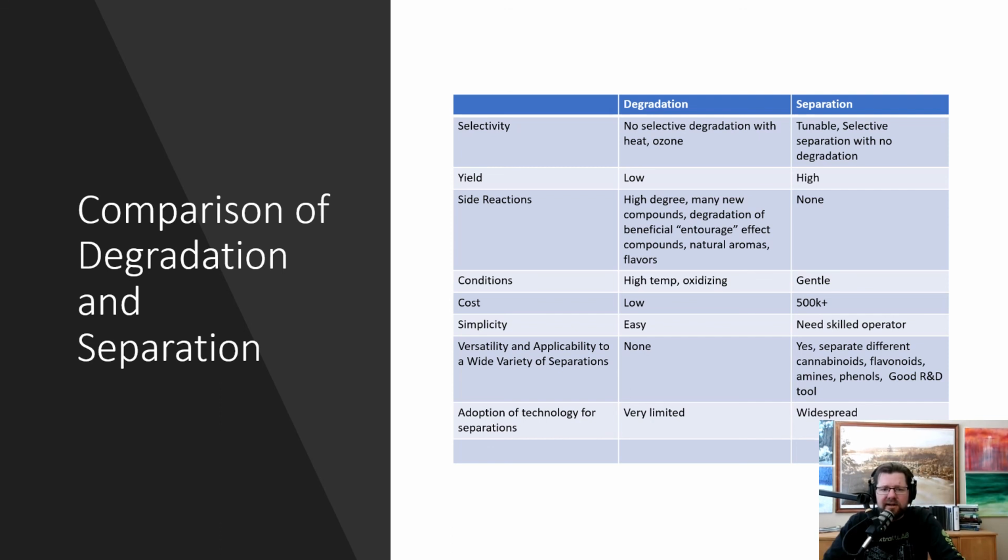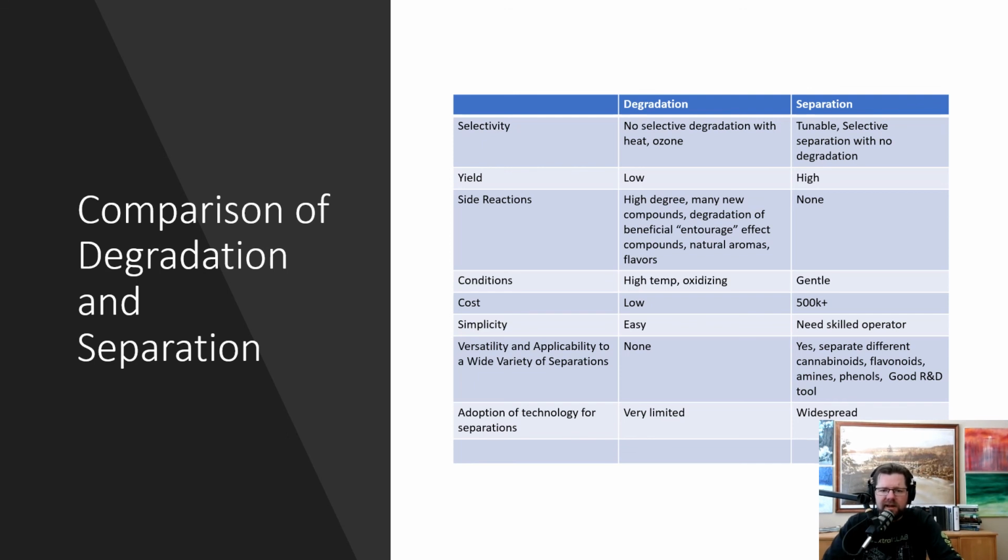The conditions obviously are high temp and oxidizing. You don't necessarily have to have a super oxidizing or advanced oxidation process environment with UV or ozone to get it done. You can just wait a long time. It's harsh, as opposed to separations, which are gentle, typically done at room temperature. Cost is very low. That's the main benefit to degradation. Whereas with separation, the cost can range anywhere from 150 to 500,000. So you really need to look at the cost benefit of what you're really doing.